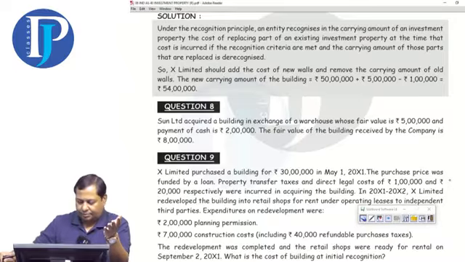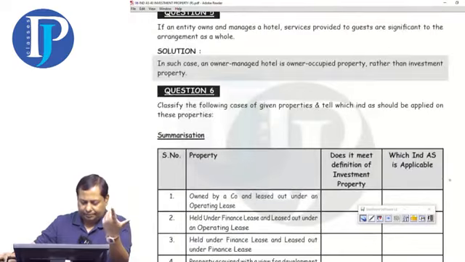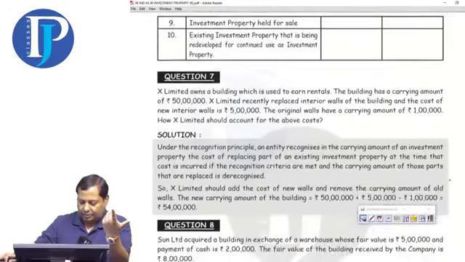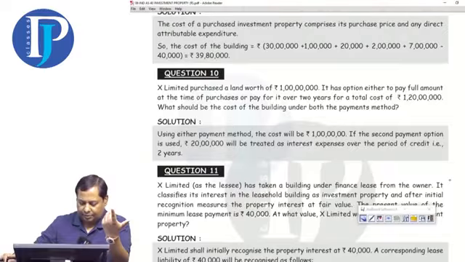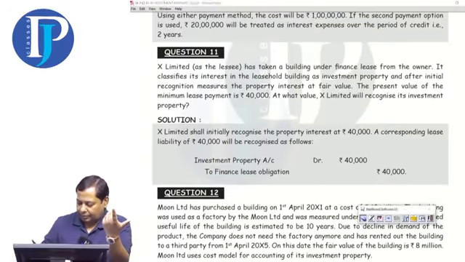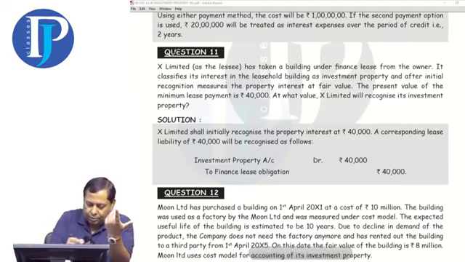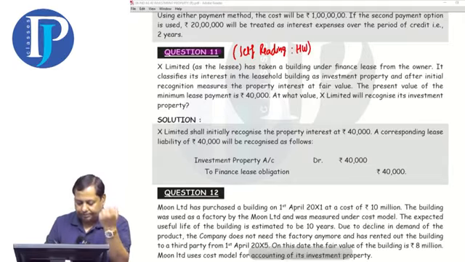It's in the study material. Don't know why it's given. 6th, 7th, 8th, 9th, 10th. Here it is. Question 11. This is supposed to be for self-reading, but I'll do this.